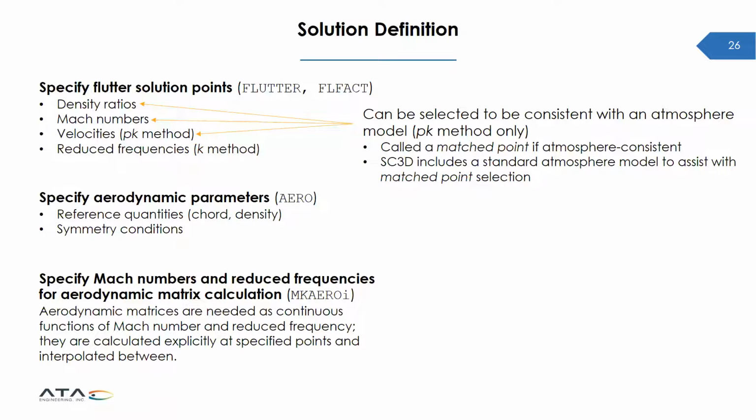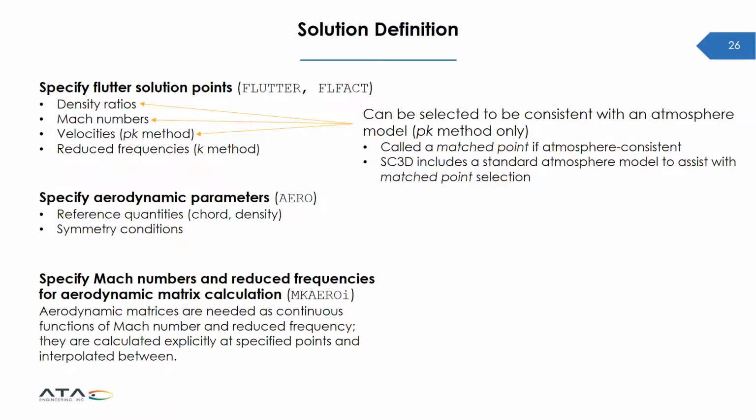So to define our solution, we need to specify which points we want to look at. And there's a few different things we look at. What's our density, what Mach number and velocity we're at. In the case of PK method, we would specify velocity, or K method, we'd specify reduced frequency. And another thing to be aware of is density, Mach number, and velocity are not independent if we are considering our atmosphere. Density is dependent on altitude. Mach number is dependent on our velocity, and it's dependent on temperature, which is dependent on the altitude.